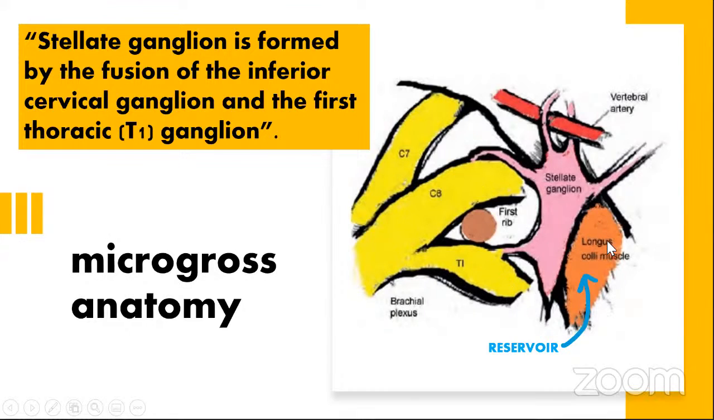Now, in one of the articles in Regional Anesthesia and Pain Medicine, this has been mentioned as a reservoir. In case you deposit the local anesthetic in the longus colli muscle, it is possible that the local anesthetic can get squeezed into the stellate ganglion and can cause a prolonged blockade as well.